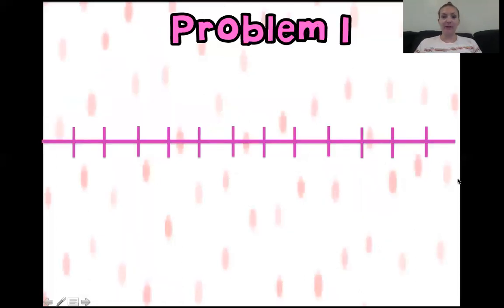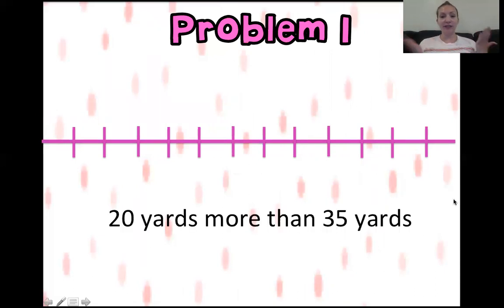Let's look at an example problem. Vamos a ver un ejemplo de un problema usando una regla como una línea numérica. If our problem is, what is 20 yards more than 35 yards? ¿Cuánto es 20 yardas más que 35 yardas? Then where are we starting? What's the starting number? ¿Dónde vamos a empezar? ¿En qué número? We will start in 35, and are we having more yards? Are we adding more yards or less yards? ¿Vamos a añadir más yardas o vamos a restar yardas o quitar yardas? It says more. So we need 20 more.